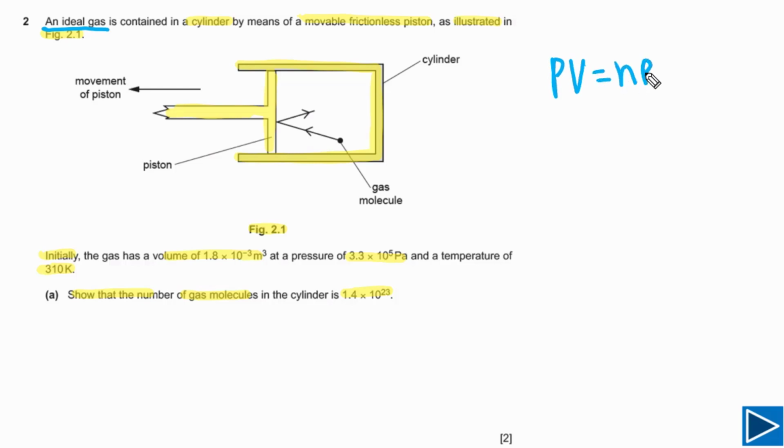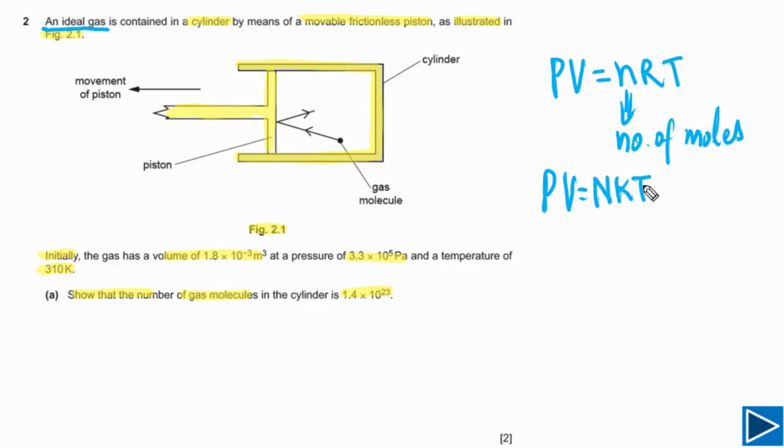PV is equal to nRT. Here n is the number of moles. This small n, this is the number of moles. R is gas constant, T is temperature, P is pressure, and V is the volume. We can also write this one in a little different form. We can write PV is equal to NkT. N here is the number of gas molecules. So this is equal to the number of molecules.